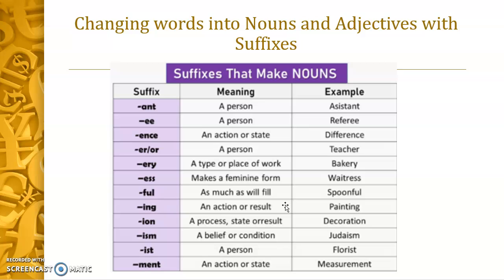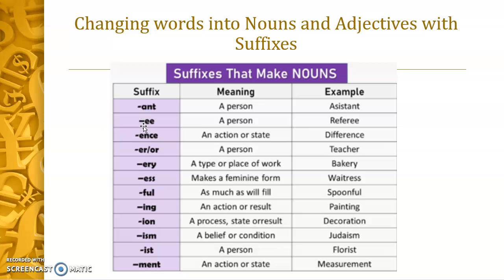I-N-G can be added to a root word to change it into an adjective and a noun also. For example, painting, here is a noun. I-O-N, we can use I-O-N with a root word to change into a noun. Decorate, decoration. I-S-M can be used, for example, Judaism. I-S-T can be used, flower, florist. M-E-N-T can be used, measure, measurement.